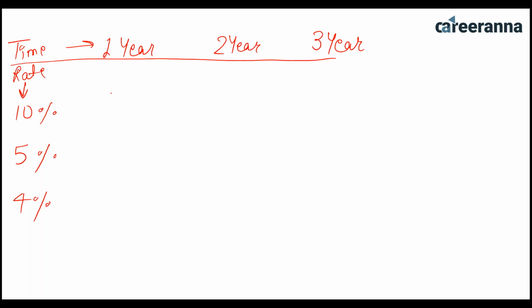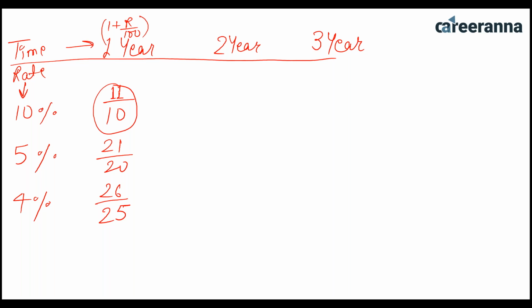Okay. So for 1 year, this will be 11 upon 10. For 5%, this is 21 upon 20. This will be 26 upon 25. Right? This is what 1 plus r upon 100 gives. This is what I am actually writing over here. 1 plus 10 upon 100, that is 11 upon 10. Similarly, 5% will be 5 upon 100, that is 1 upon 20, and 20 plus 1, 21 in the numerator. And again, this value. Right?